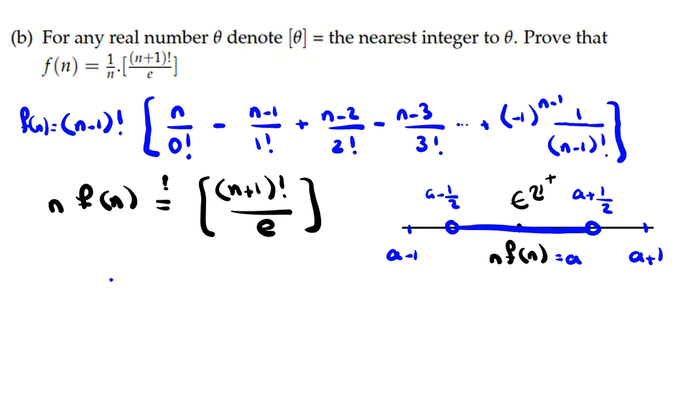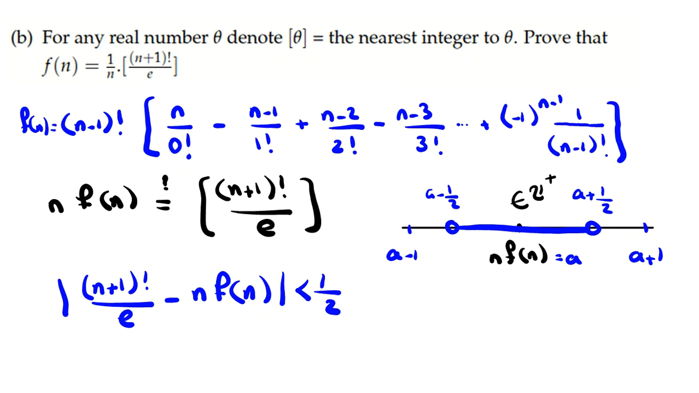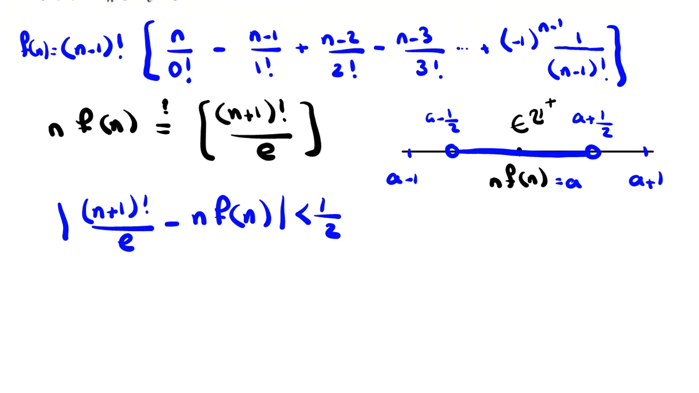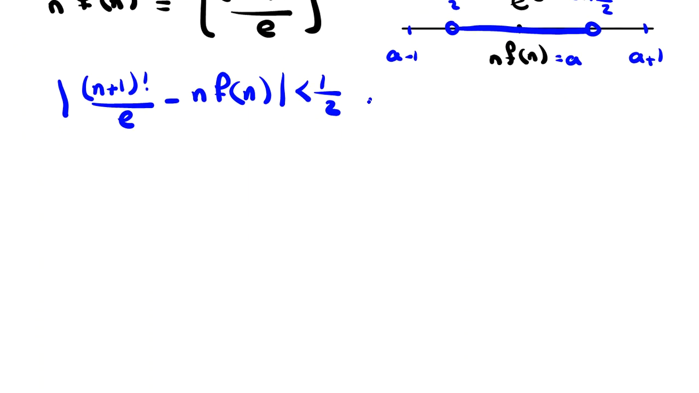So we should prove the absolute value of (n plus 1) factorial over e minus n f of n is less than, strictly less than 1/2. Okay, now we know e to the power of x is what? We say, okay, it is equivalent that (n plus 1) factorial times e to the power of negative 1 minus n f of n is less than 1/2.